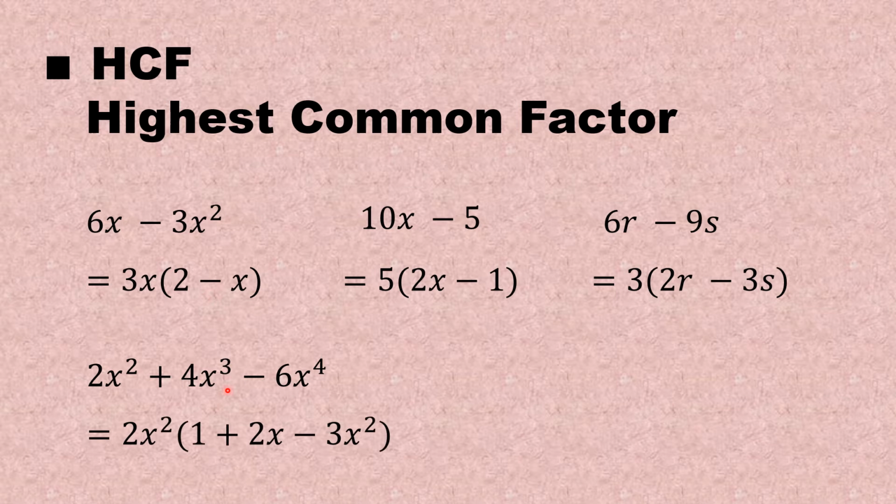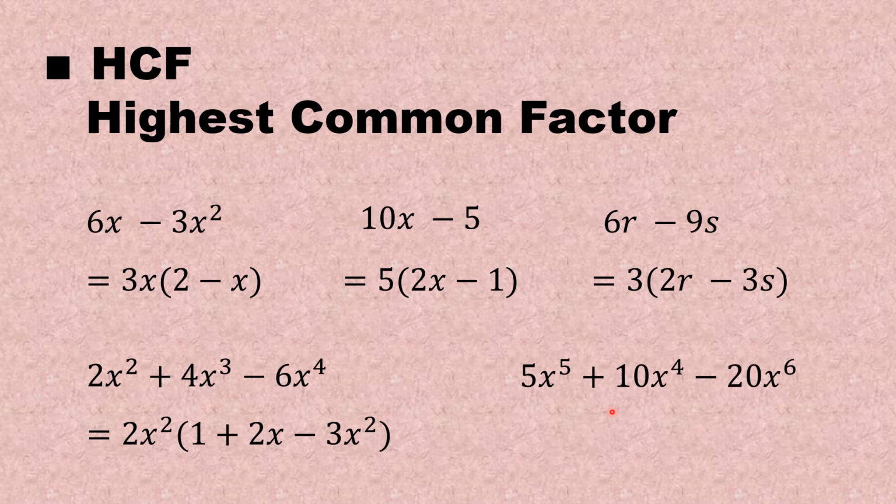All right, so I'm going to take out 2x squared. You take each and every term and divide by what you've taken out. So 2x squared divided by 2x squared is 1. 4x to the power 3 divided by 2x squared: 4 divided by 2 is 2, and x to the power 3 divided by x to the power 2, remember, if you divide, you subtract those exponents, so 3 minus 2 is 1. Negative divided by positive is a negative. 6 divided by 2 is 3. x to the power 4 divided by x to the power 2 gives you x to the power 2. And there it is fully factorized.